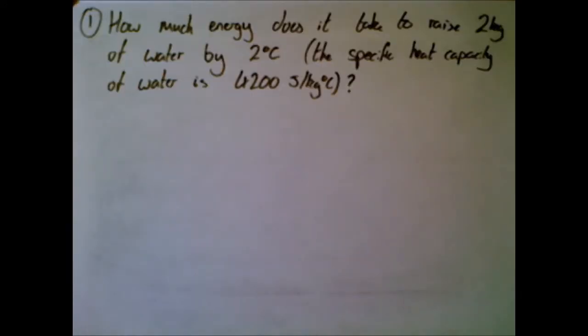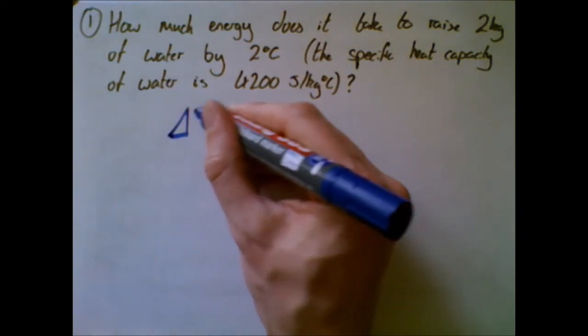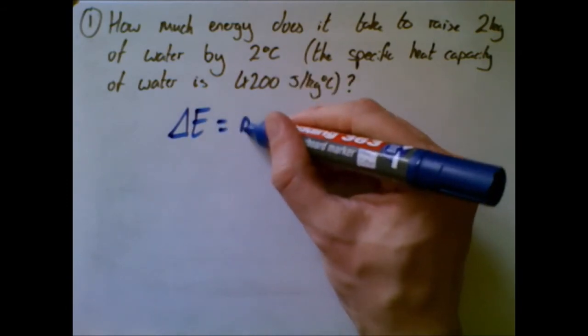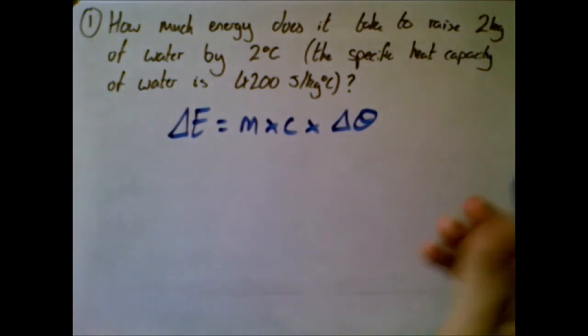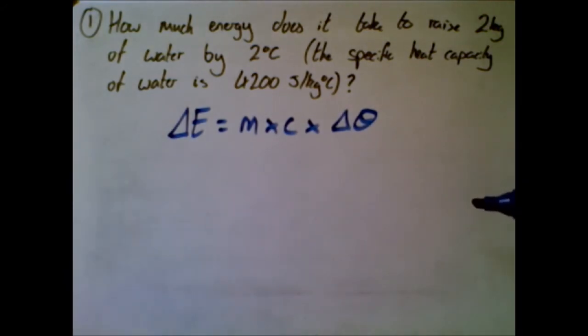Okay, there's example one. You might want to pause the video just to write it down. So how much energy does it take to raise 2 kilograms of water by 2 degrees C? And the specific heat capacity of water is 4,200 joules per kilogram degrees C. So always the same thing. I'm going to start off by writing out my formula. I will do it in symbols this time. Like I said, they're given on the formula sheet and it's a lot to write out if you do it in words. But if you'd rather do it in words, do. It's not a problem. You'll still get the marks.